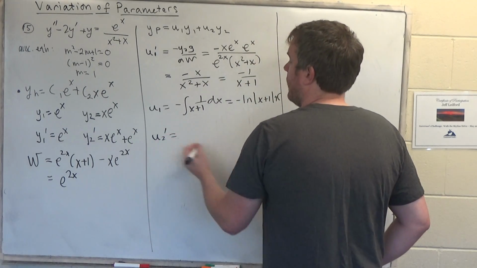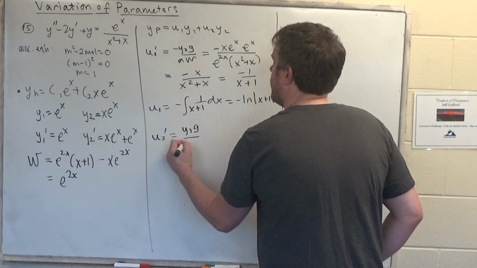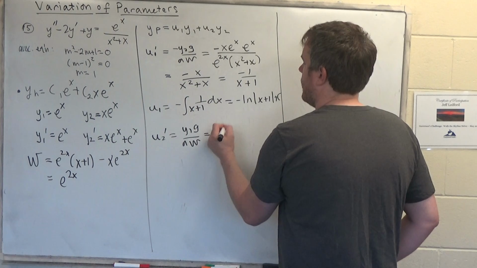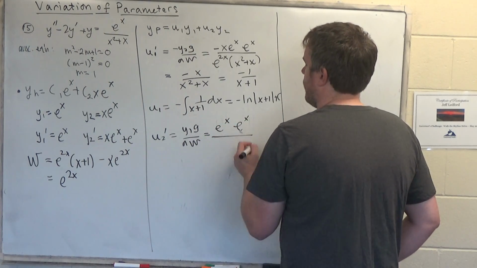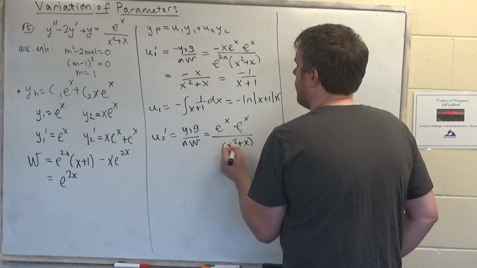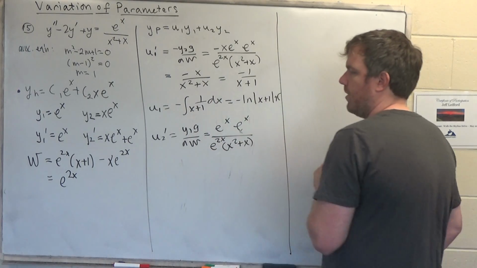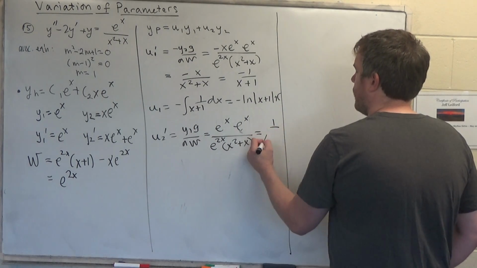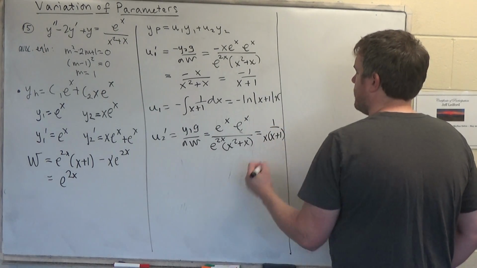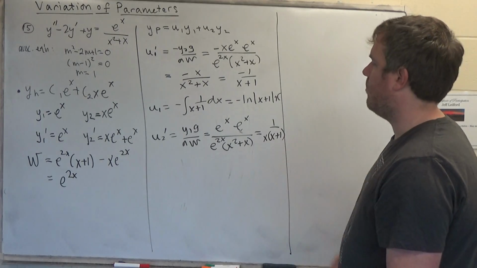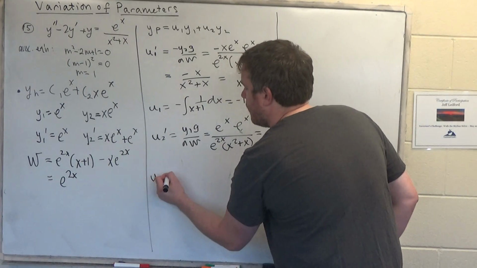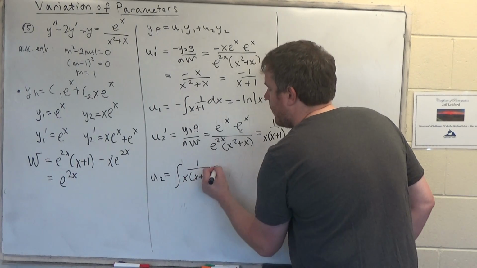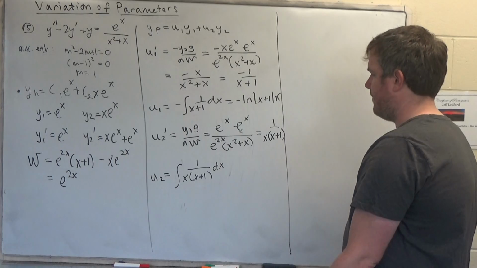u2 prime is y1 g over aw. And filling out the formula there, we're just going to get e to the x times e to the x over x squared plus x here, and e to the 2x for w. And a is again 1. This simplifies as 1 over x times x plus 1. And now we can see what's going to happen is that u2 is the integral of 1 over x times x plus 1, which is a partial fractions problem.